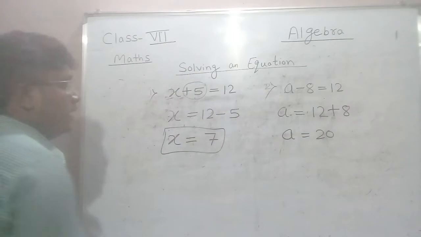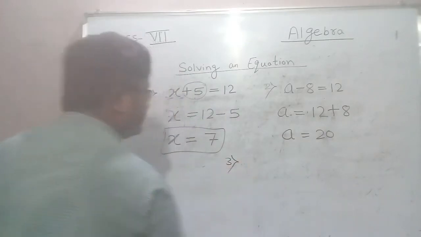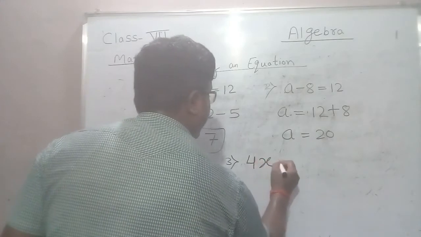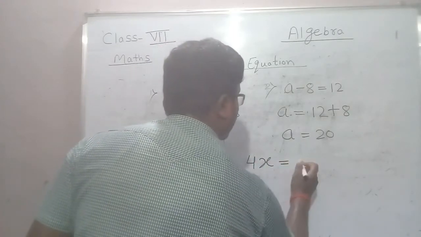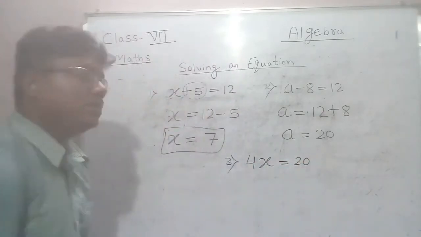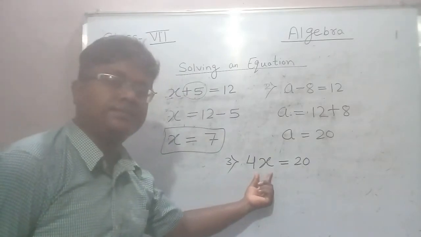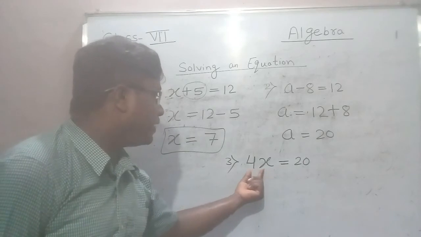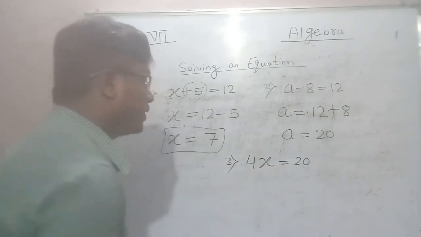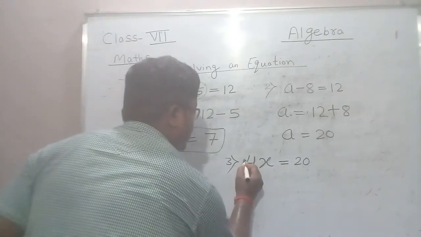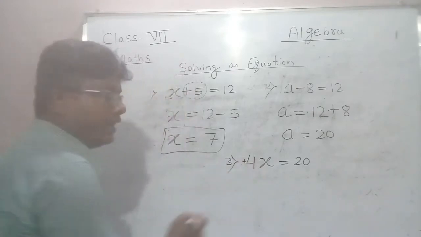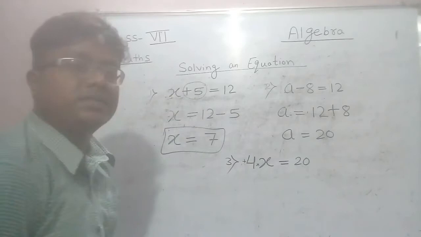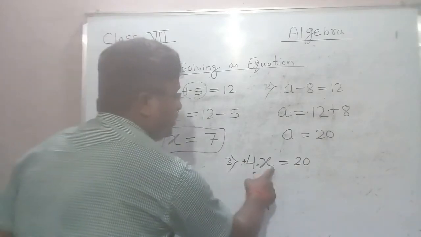Okay. Similarly, let's see the third example. Suppose here it is 4x is equal to 20. So what does this 4x mean? 4x means 4 into x. Actually, 4 has nothing written, which means here plus 4, and here it is a multiplying sign. So 4x means 4 into x.